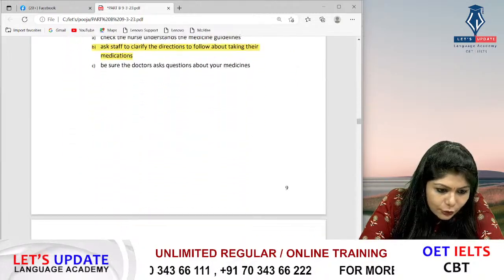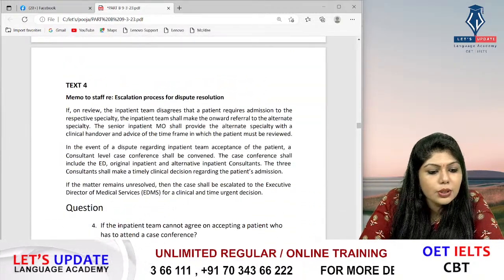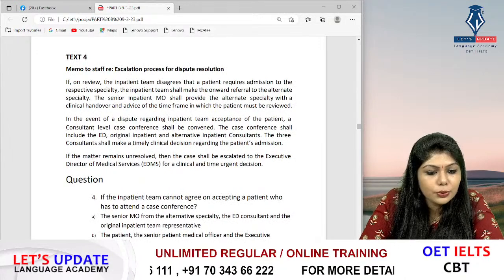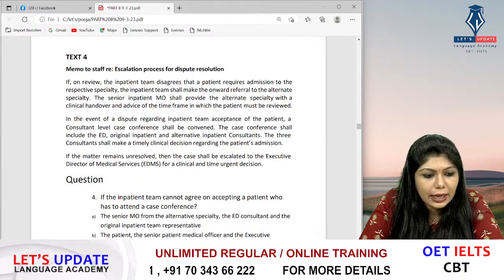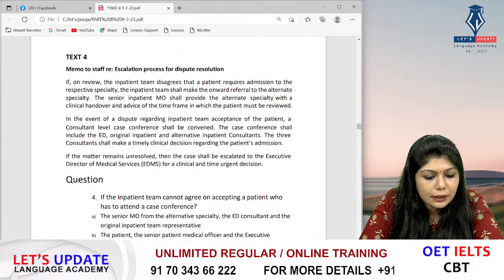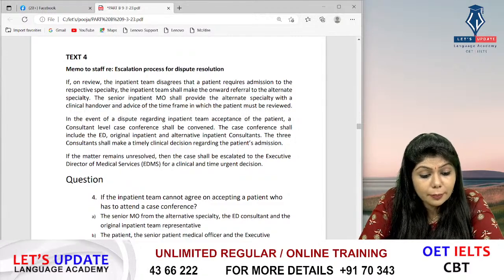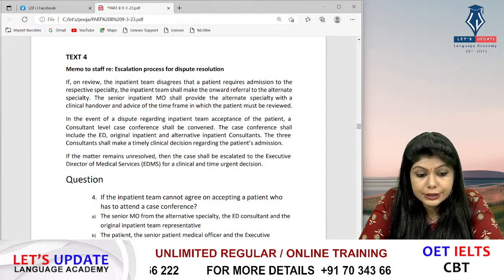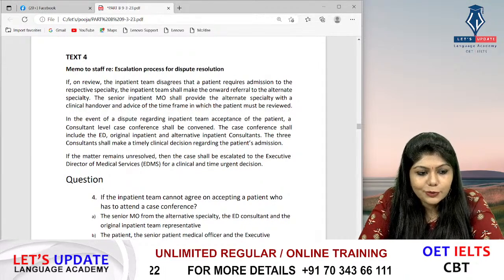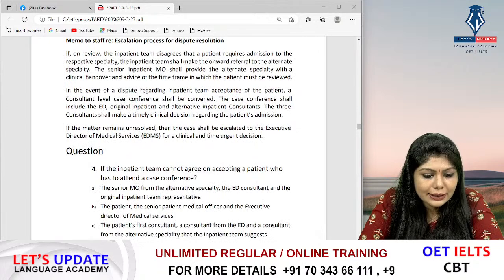So moving on to the next question, memo to staff, re-escalation process for dispute resolution. And there's a question that follows: if the inpatient team cannot agree on accepting a patient who has to attend a case conference. Okay, so I'll give you a minute to read the extract.